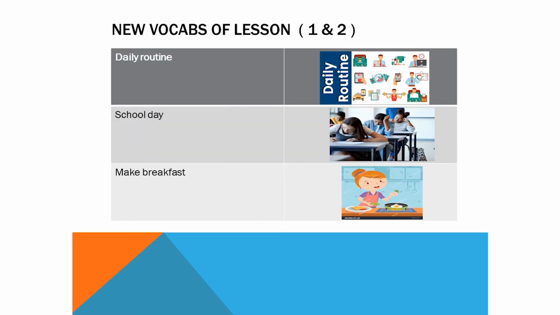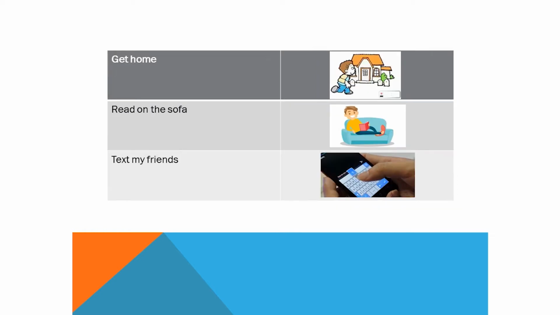Let's move to the new vocab of lessons 1 and 2. Daily routine, school day, make breakfast, get home, read on the sofa, text my friends.